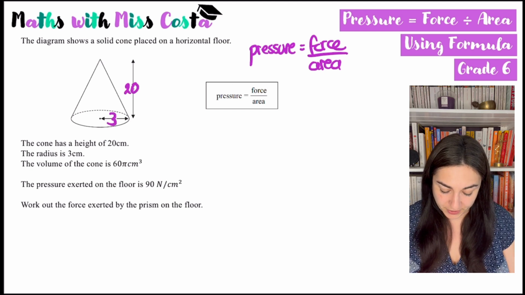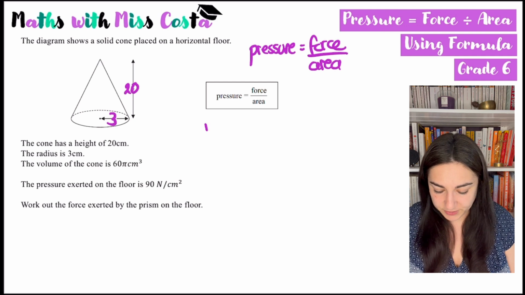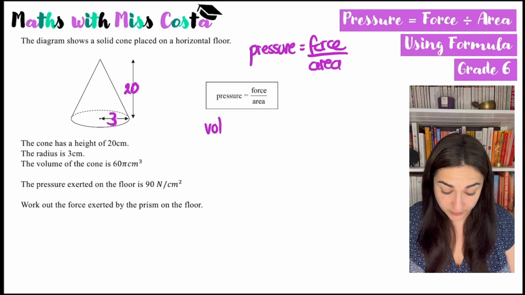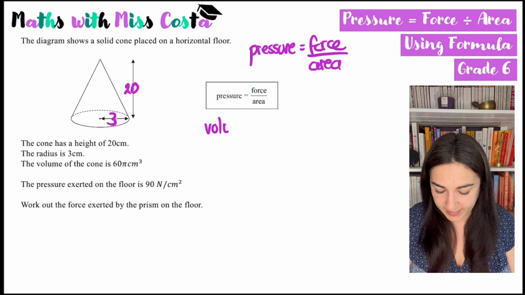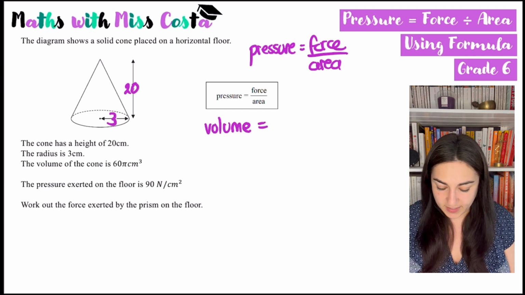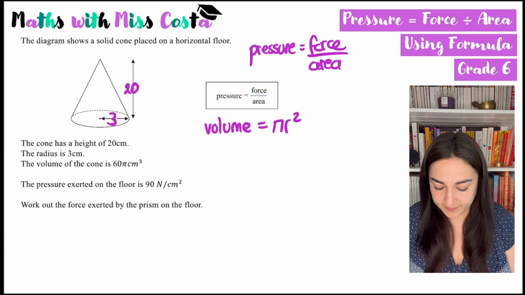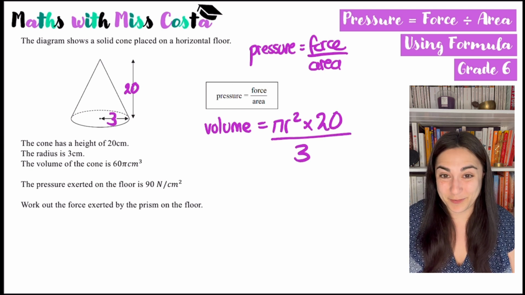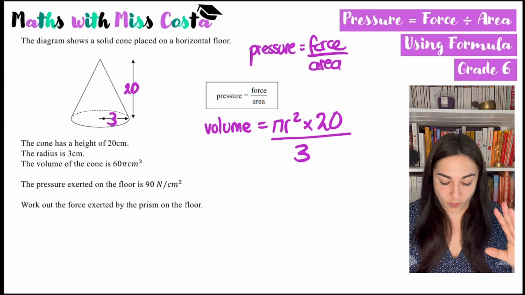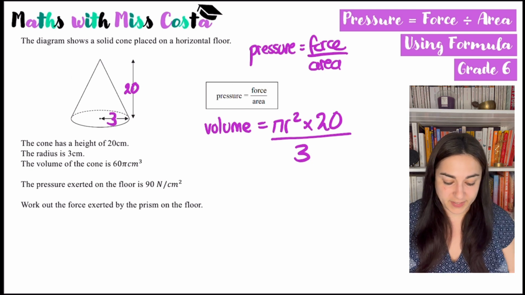The volume of the cone is 60 pi. So how do you work out the volume of a cone? You don't actually need to know that necessarily, but the volume is going to be the area of the cross section, so that's pi r squared, times the height divided by 3. So the volume of a cone is a third of, imagine it's a rectangle.